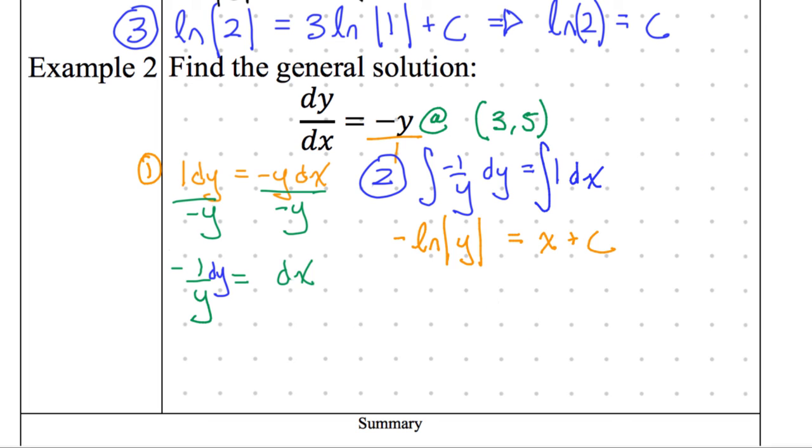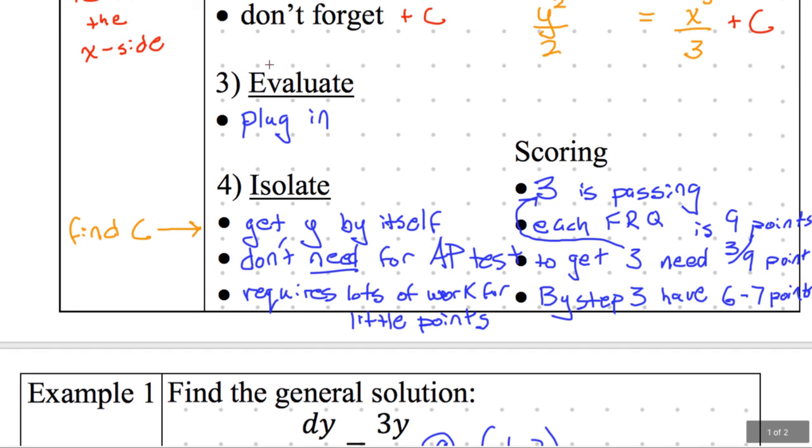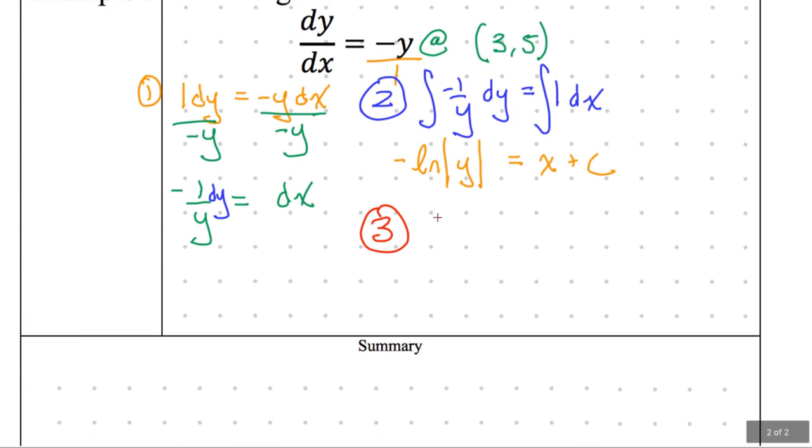That's good. And let's go on to step number 3, which is plugging in. And what is the word that we use for step 3? Ends with an E. Integrate, separate. Step 3 is? Recreate. No. Like plug in. It starts with an E. Elaborate. No. Extrapolate. It's evaluate. Okay. Evaluate, which means we're plugging in.